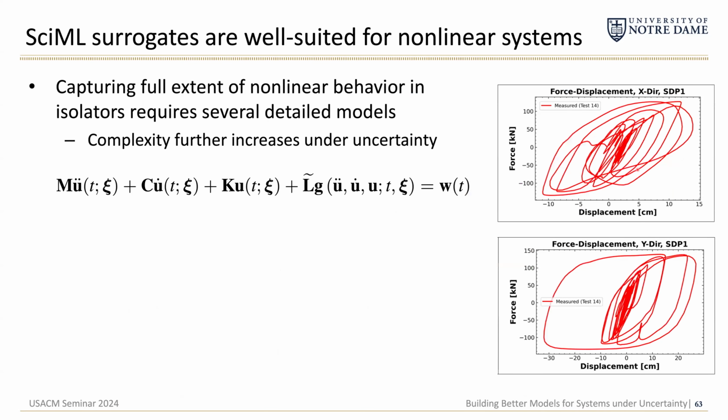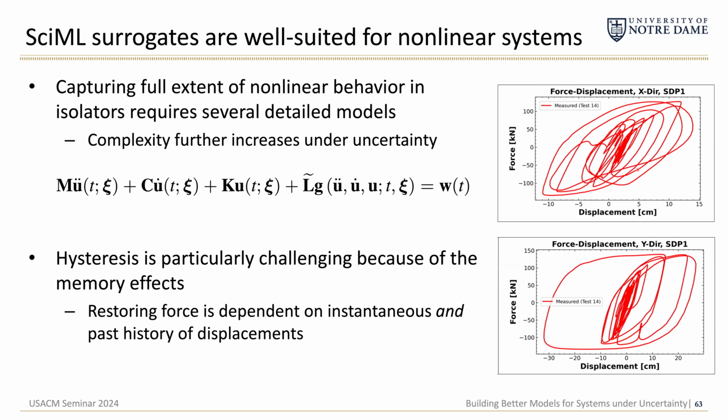And so scientific machine learning surrogates are well suited for nonlinear systems. Clearly, based on this talk so far, I'm very interested in nonlinear systems. And often one of the challenges we find is that if we have some nonlinear behavior, especially a local nonlinearity inside a much larger computational model, that can really increase the complexity of both the modeling challenge as well as understanding the uncertainty related to that model.